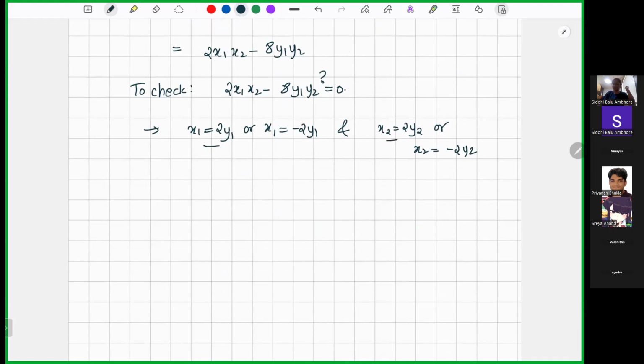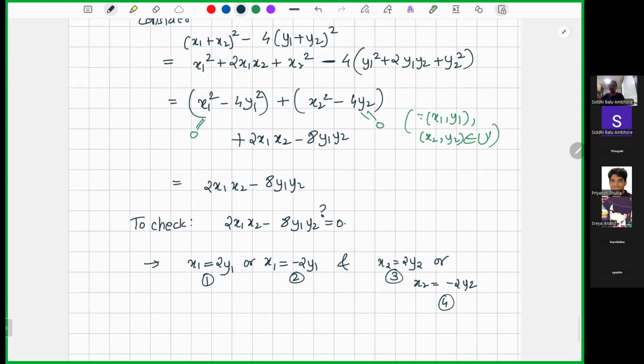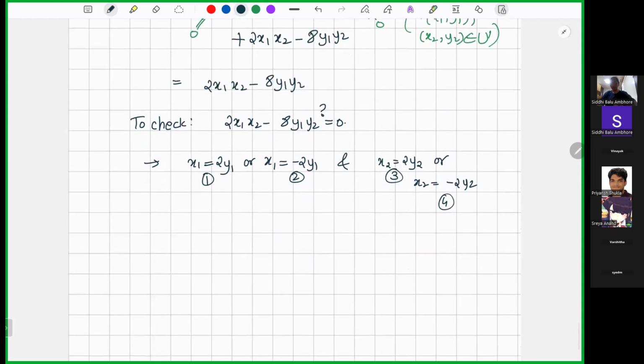If I number them 1, 2, 3, 4, it is either 1, 3, 1, 4, 2, 3, 2, 4. So if I can prove that in all the four possibilities I'm always getting 0, then I can conclude that this addition of two vectors actually belongs to my set U dash.